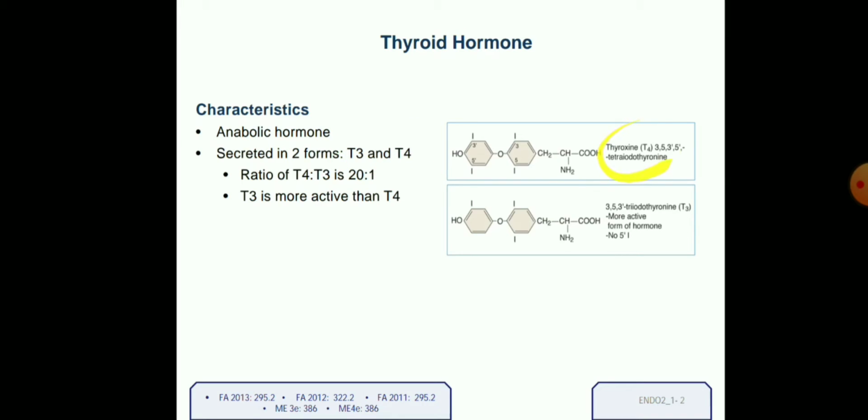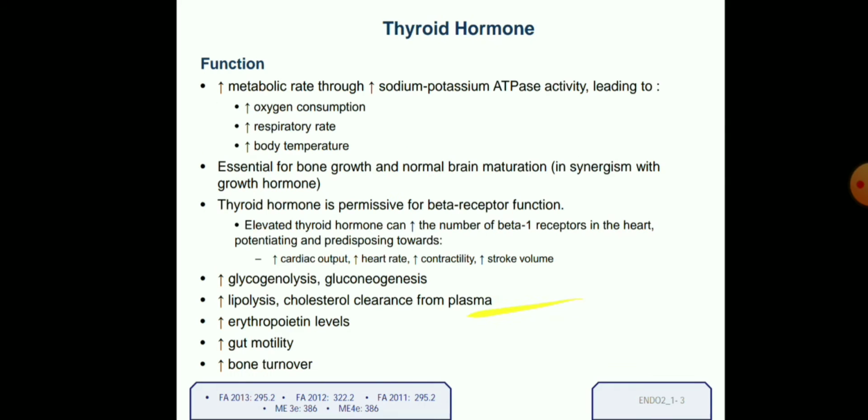T4 is known as thyroxine, whereas T3 is known as triiodothyronine. The ratio of T4 to T3 is 20 to 1. T3 is the more active hormone compared to T4. Next, let's know the functions of thyroid hormone.